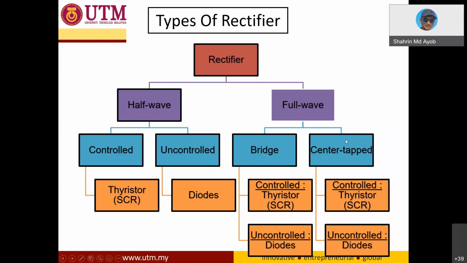But actually, the only difference is in the operation of the circuit. In terms of the equations, for example V out average, I out average, V out RMS, I out RMS, and also P out, which is the real power calculation, the equation is actually similar. The only difference is in the circuits and how they operate.